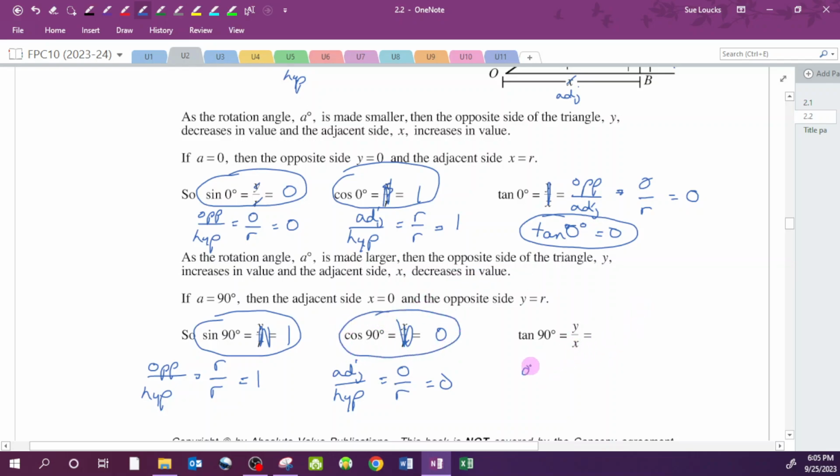And the tangent is the opposite over adjacent, and the opposite is going to be r, and the adjacent gets to be 0. So that is actually undefined. So what is tangent of 90? It is undefined because you can't divide by 0.